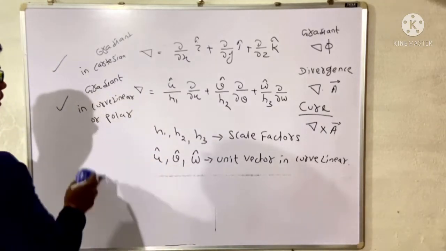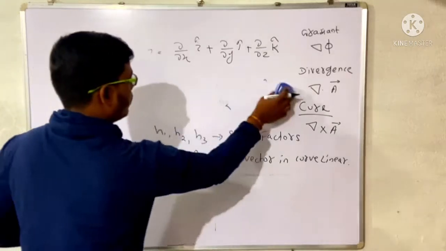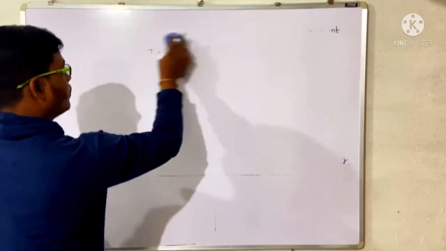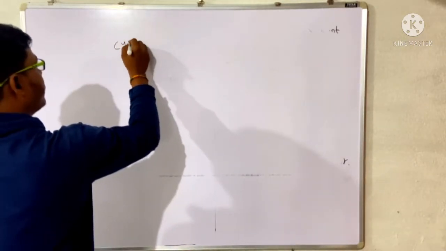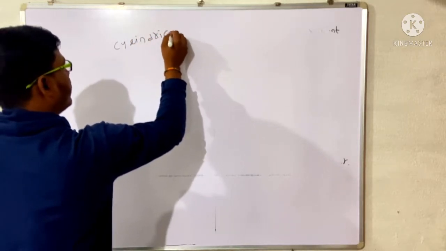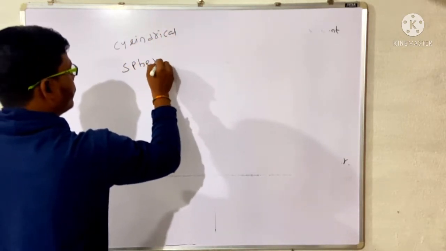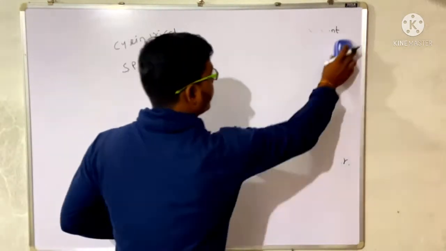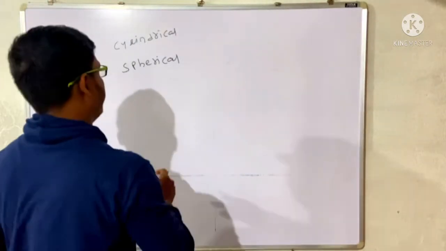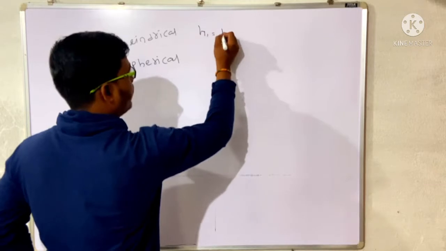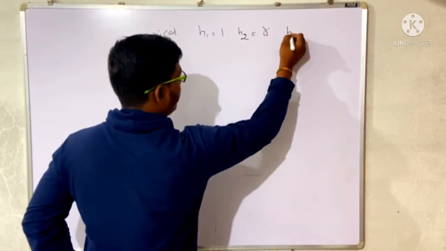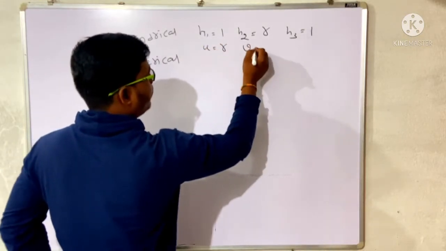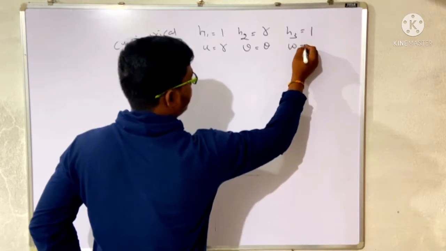So what are the curvilinear coordinate systems? One is the cylindrical, then the spherical. I am not going to go into more detail about this; I just tell you what you need for vector integration. For the cylindrical, h1 is 1, h2 is r, h3 is 1, and in cylindrical u is r, v is theta and w is z.